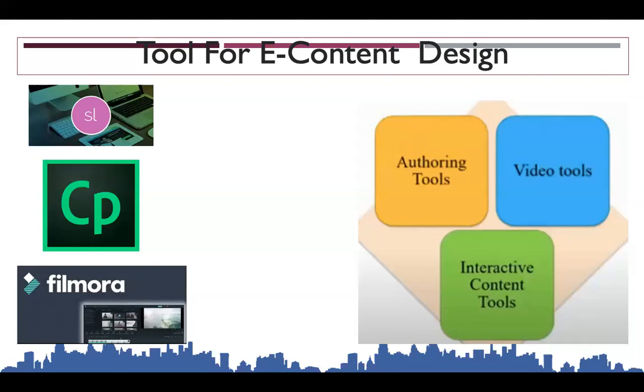Imagine one complete course that has different information in slides, in video form, and in something interactive for engaging the students. So one complete e-content is built by these different tools. Authoring tools help us create the content for the e-content. Then the video tools, the different video tools. Of course, we are presenting something online, so video and audio are all part of e-content. And the third is very important, the interactive content tools.